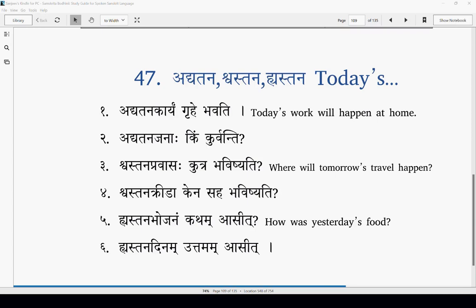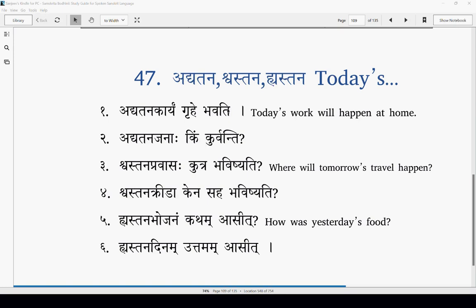One small thing we can cover today is adyatana, shvastana, hyastana, today's, etc. So we have already seen adya, shvaha and hyaha before, right? What is the meaning of adya and shvaha and hyaha? Adya means today. Shvaha is tomorrow. Hyaha is yesterday. Okay. So note that adya, shvaha and hyaha, they are avya. So when I say adya aham patami, shvaha aham patishyami, hyaha aham apatham or patitavan. So these are avya. Only adya, shvaha and hyaha.